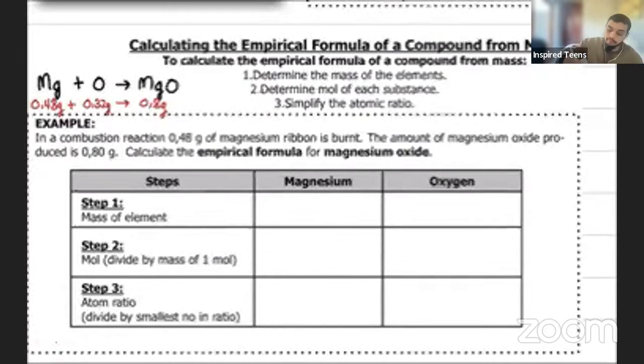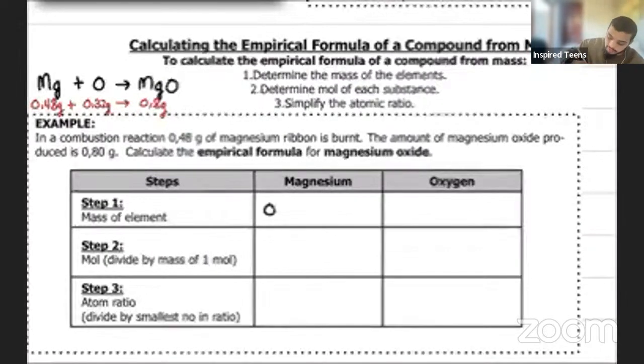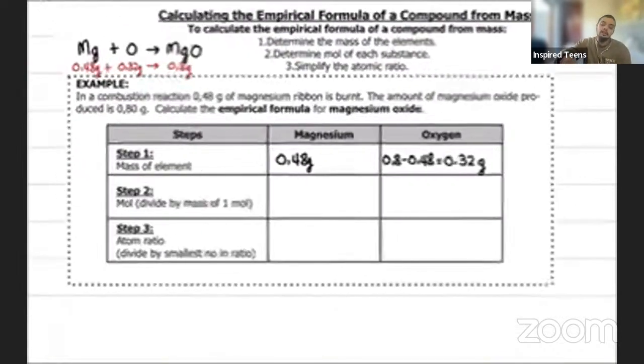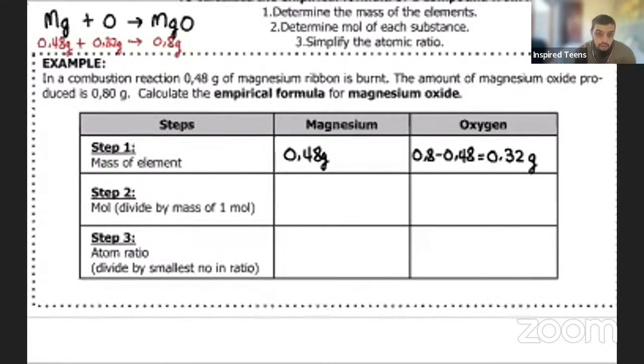Okay, so let's go through this, right? So the first step is to determine the mass of the element. So we have 0.48 grams. And then for oxygen, we have to say 0.8 minus that 0.48 to get 0.32 grams, right? Because the question could easily have given the mass of oxygen as well, but now they gave the mass of the MgO. Okay, it's not too big of a train smash, but that's how we calculate it.